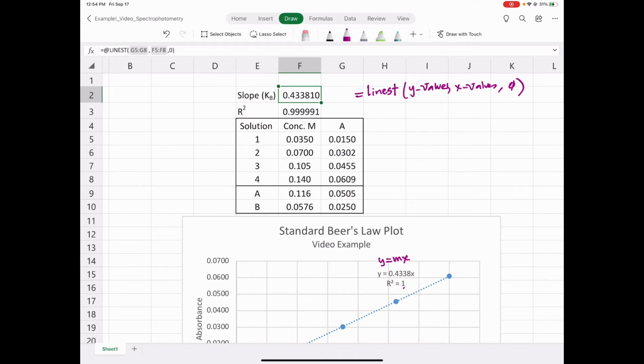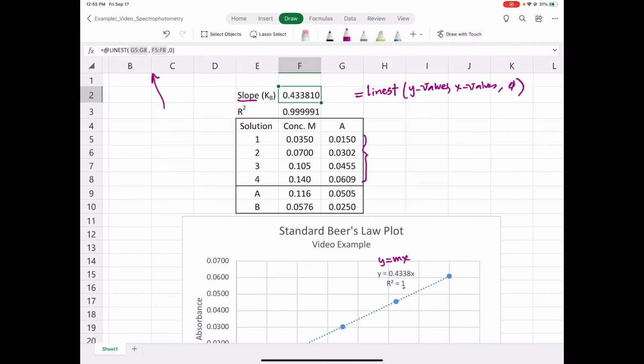So LINEST gives the slope value. I just put it up here so you can see the equation for it, where it shows the function LINEST. I started with the equal sign. It's G5 through G8, the range of the y values, and then F5 through F8, comma 0. And notice what it did: it gave me the slope value to more digits of precision than I need.